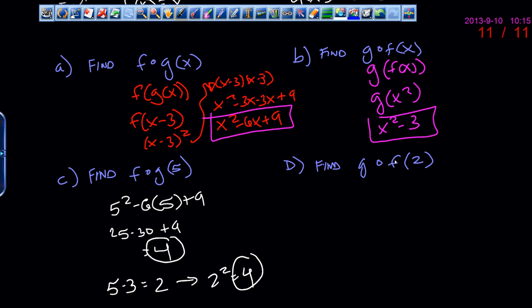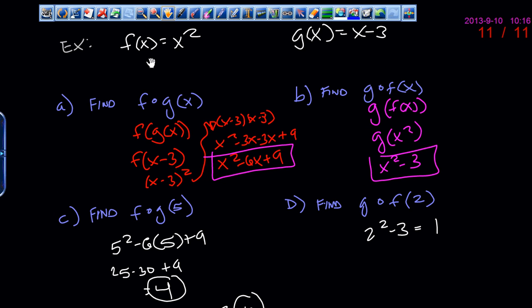And same thing with D, g of f of 2. I can plug 2 into B, this original one right here. So 2 squared minus 3 gives me 1. Or you could literally take 2, plug it into f. So we're taking 2, put in there. And so I'd get 4, so that's what 2 squared is, minus 3, and I still get 1. Either way, we end up with the same answer. And that's compositions in a nutshell.